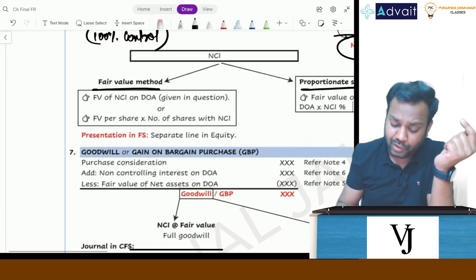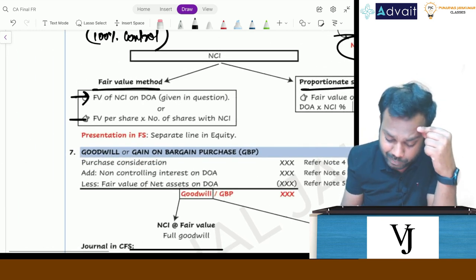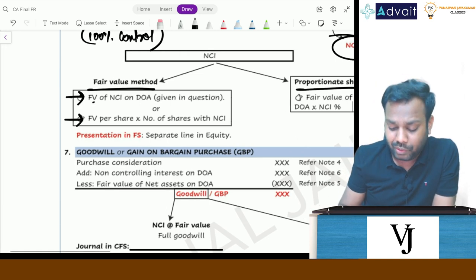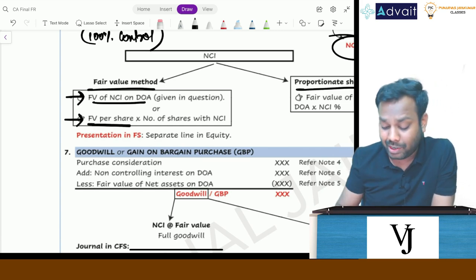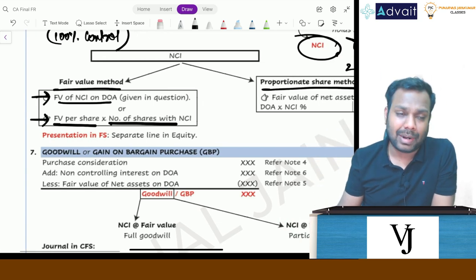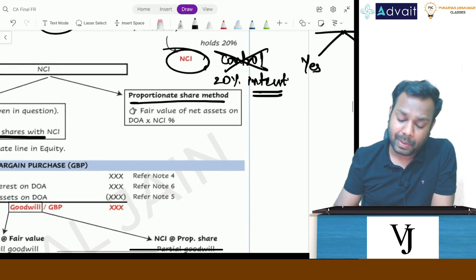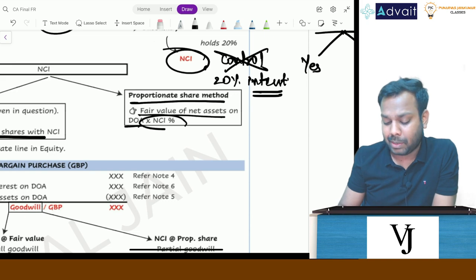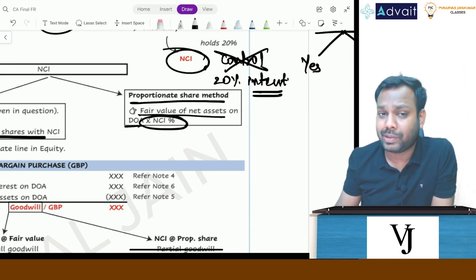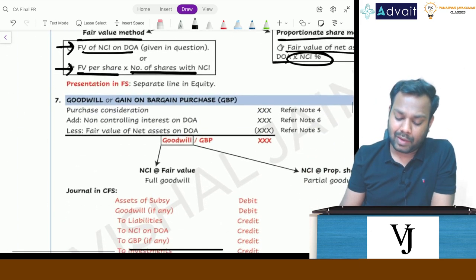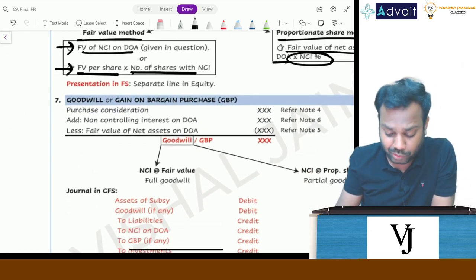Now, if it is at fair value, you can measure it in two ways. Either the question will clearly specify the fair value of NCI, or the question will give the fair value per share of the subsidiary company and the number of shares the NCI holds in the subsidiary, so you multiply and get the fair value of NCI. Or if it is the proportionate share method, you calculate the fair value of the net assets of the subsidiary on the date of acquisition and multiply by the NCI holding percentage, and you get the proportionate share of the net assets of the NCI. That's all. So that's the valuation of NCI. In the financial statements, it is shown as a separate line item.